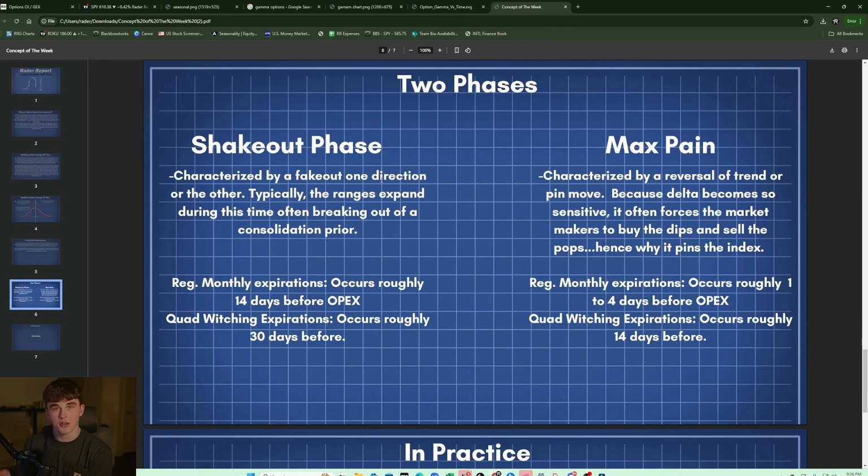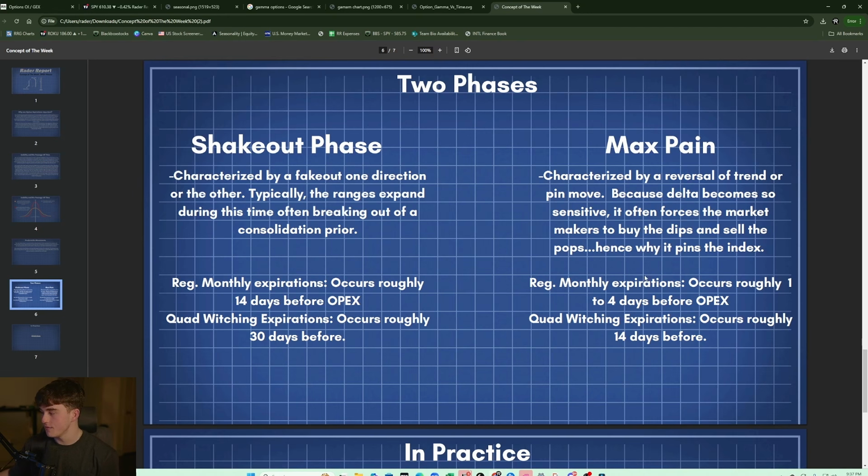So using the monthly expirations only, what you want to do is draw these different phases ahead of time. 14 days before on regular monthly expirations, so not including quad witching. If you don't know what that is, there's 4 months of the year where futures and options all expire on the same day, those being March, September, June, and December. Okay, so outside of those months, they're regular months. So 14 days before is a shakeout phase. This is often characterized by some sort of fake out move.